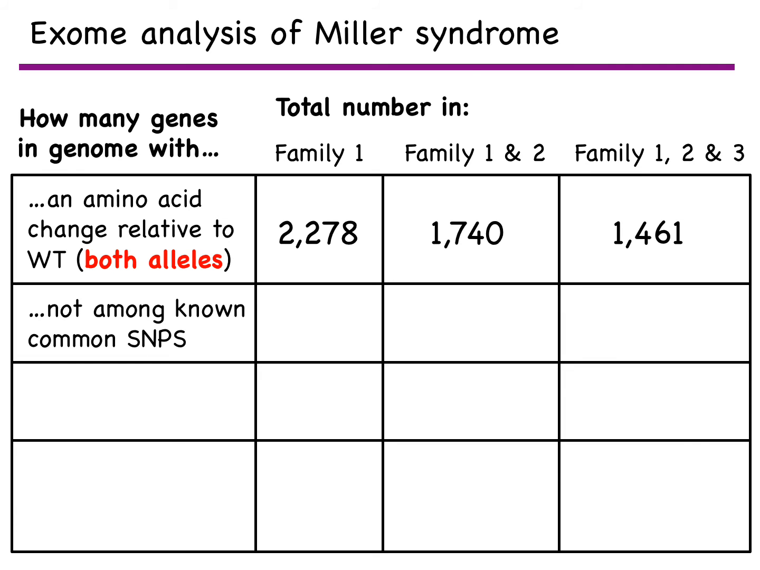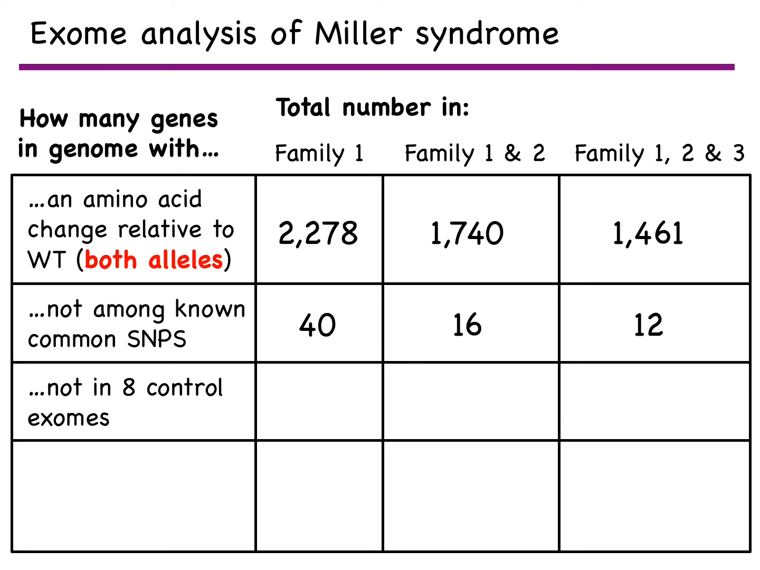And so basically they asked, of these amino acid alterations detected in the Miller syndrome families, how many were not among known common SNPs that are just in the wild type population? And that greatly reduces the number. So only 40 that were detected in the Miller syndrome families were not detected even just in the normal population. And then of these 40, only 16 were in common between families 1 and 2, and only 12 in common between all 3 families. And then they did one further experiment to further try and reduce the numbers.